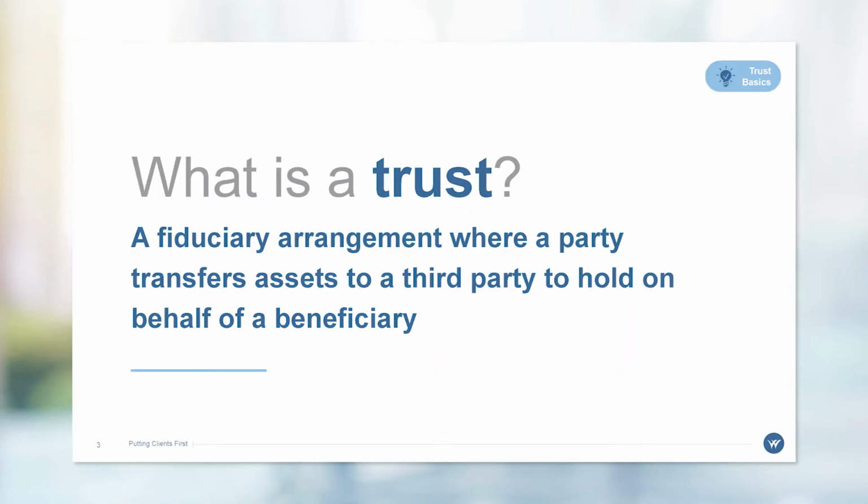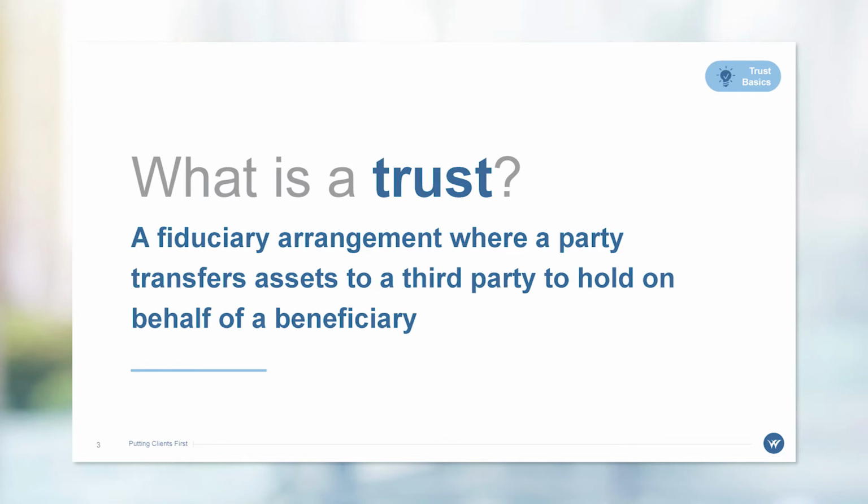Thank you, Carla. So the first thing I wanted to talk about today is, frankly, what is a trust? A trust is a fiduciary arrangement where a party transfers assets to a third party to hold on behalf of a beneficiary. This concept is actually a very old one, dating all the way back to ancient Rome, and then it was later translated into English common law in the 12th century, where landowners would leave to fight in the Crusades and then entrust others to watch over and manage their property until they returned.